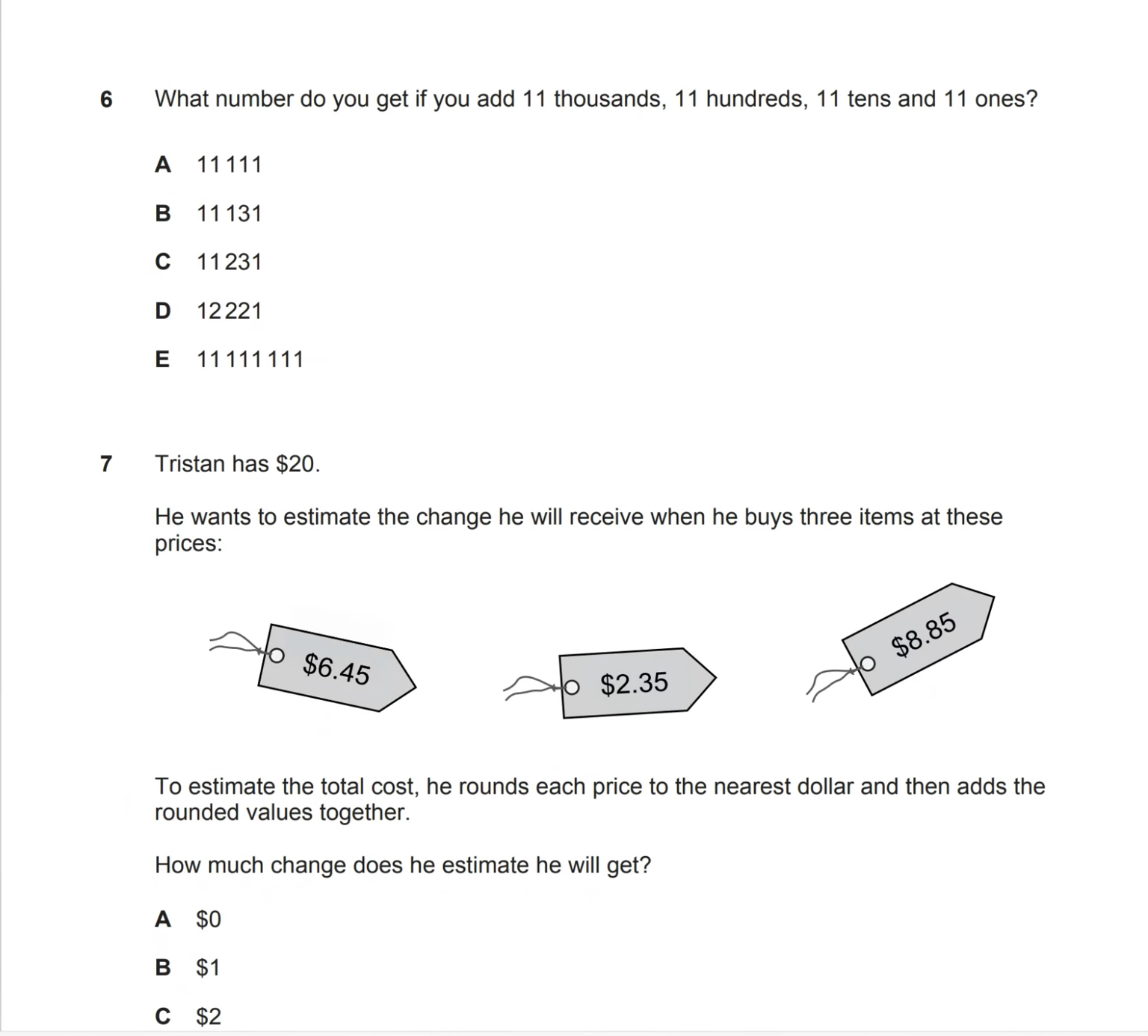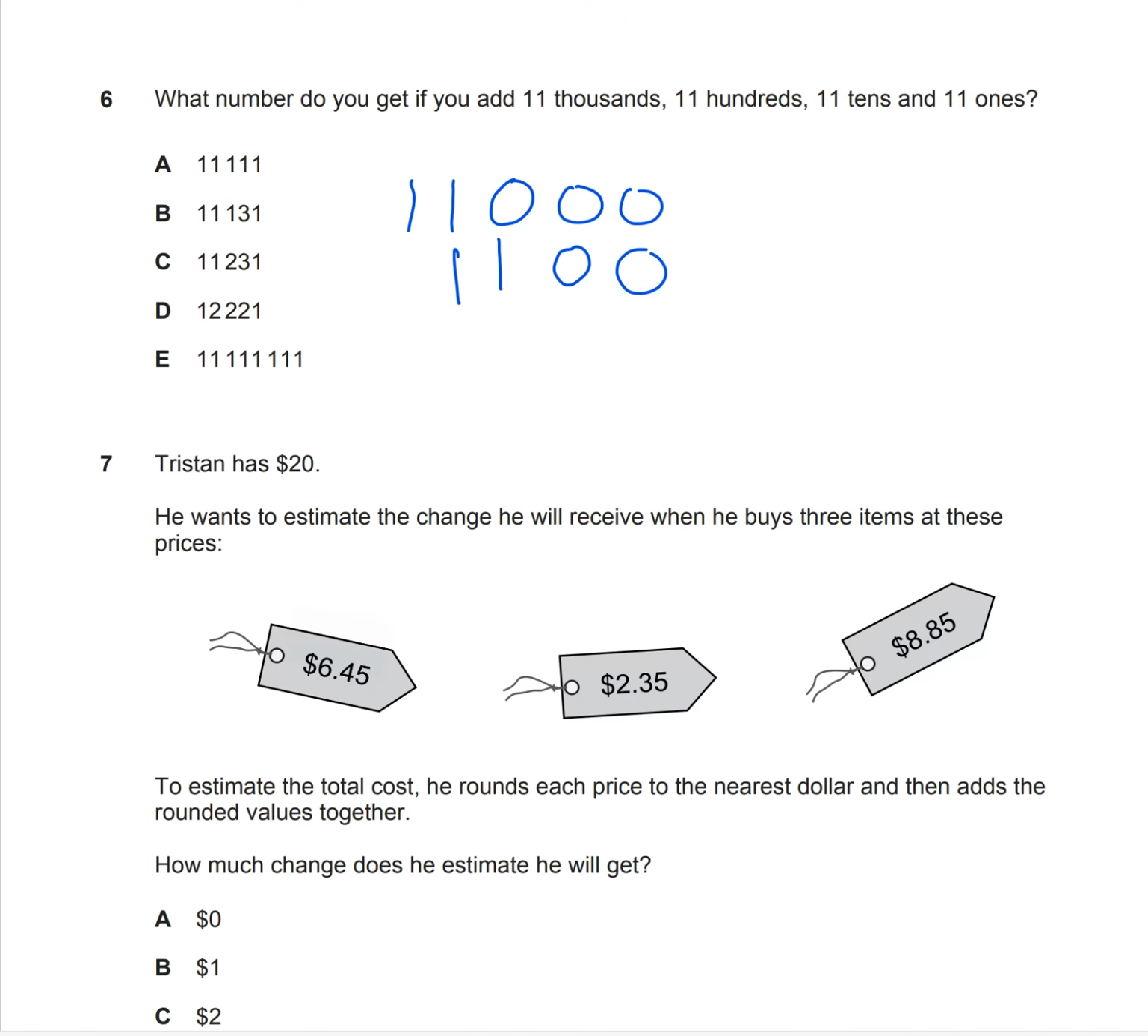6. What number do you get if you add 11 thousands, 11 hundreds, 11 tens, and 11 ones? So let's try that. 11 thousands means that we have 3 zeros after 11. 11 hundreds means that we have 2 zeros after 11. Notice that I'm always writing from the end, because then I can place these values in the correct column and add them up properly at the end.